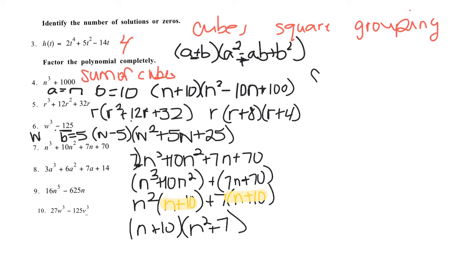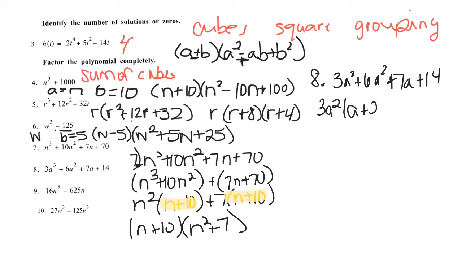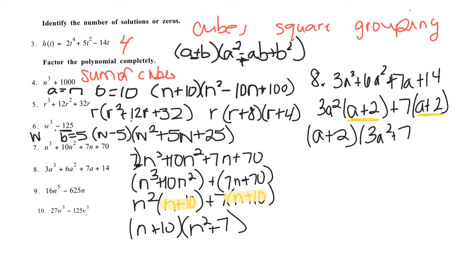Number 8, 3a cubed plus 6a squared plus 7a plus 14. Again, I have those 4 terms. I'm going to try to factor by grouping. So 3a squared I'm going to take out, and I get a plus 2. And 7 times a plus 2. And then we're going to factor out the a plus 2. So I get a plus 2 and 3a squared plus 7.